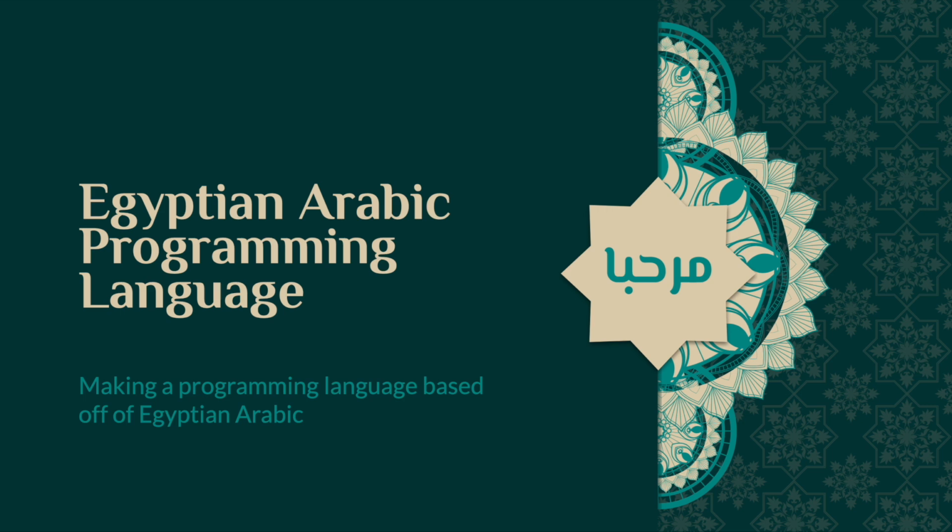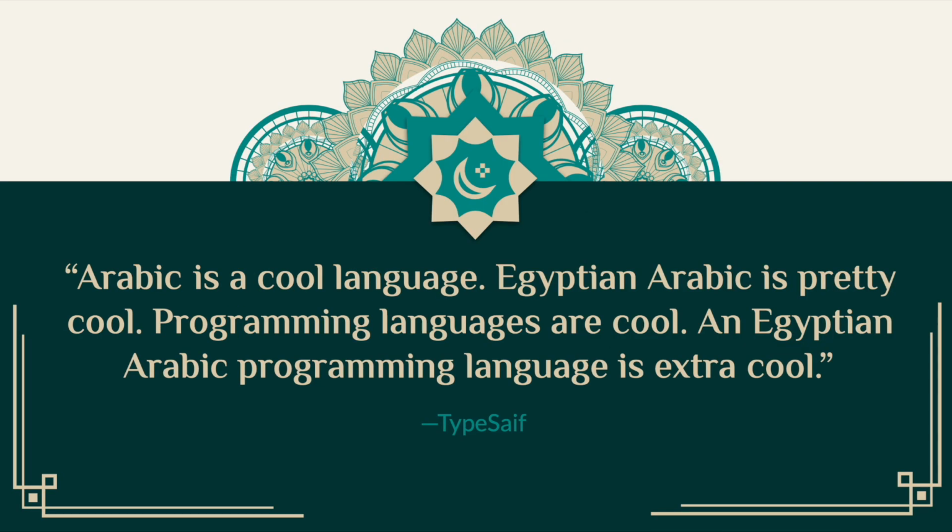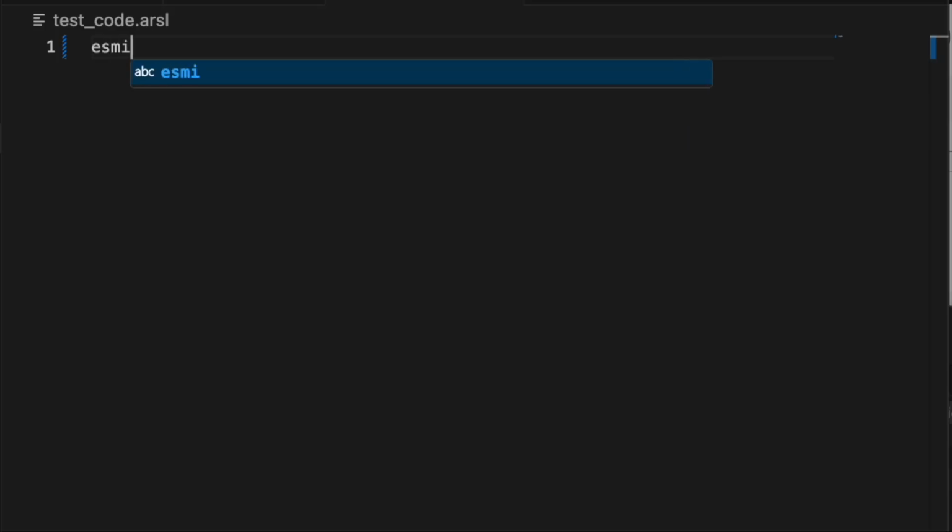So I was thinking, what if I make an Arabic programming language? And better yet, what if I use my native accent and make an Egyptian Arabic programming language? And that's where this idea came in. Arabic is a cool language. Egyptian Arabic is pretty cool. Programming languages are cool. Therefore, an Egyptian Arabic programming language is extra cool. Take a look at this language in action.